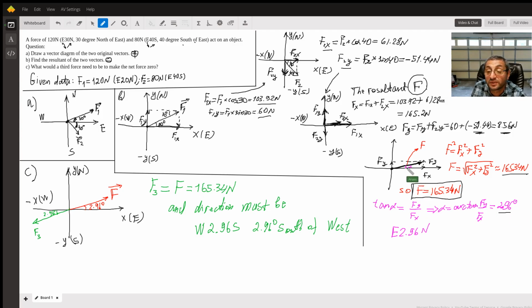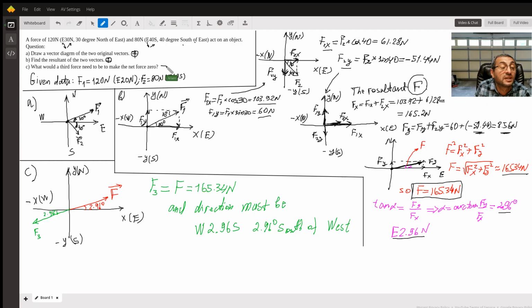So how can we write this? We can start from east, as east to north, the angle. So it will be 2.96 degrees north of east. In other words, we found the direction also. So question number two we also solved. Now let's move to question number 3.